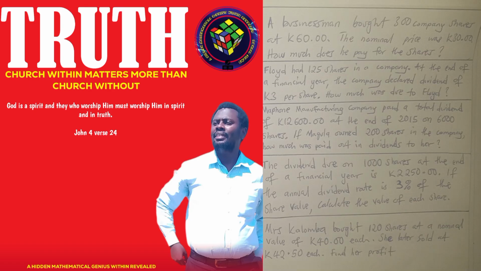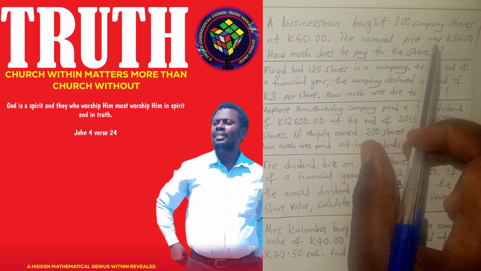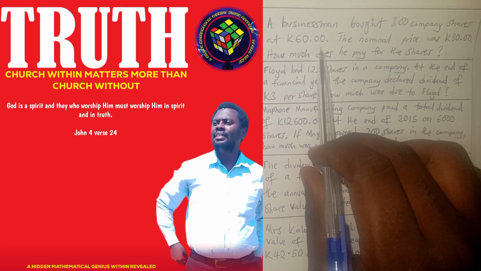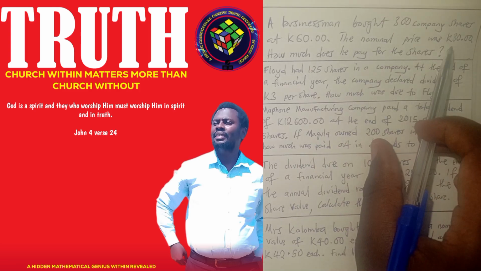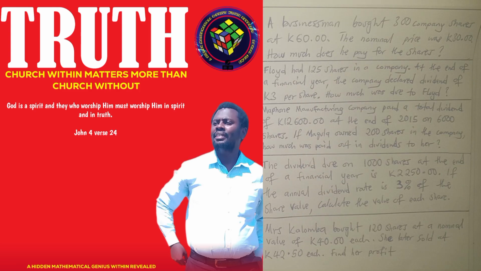Today we are looking at social and commercial arithmetic, particularly shares and dividends. And here are the questions. A businessman bought 300 company shares at 60 kwacha 0 ngwe. The nominal price was 30 kwacha 0 ngwe. How much does he pay for the shares?